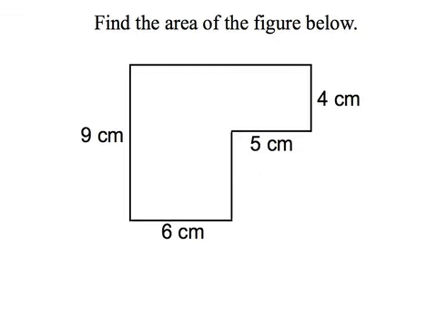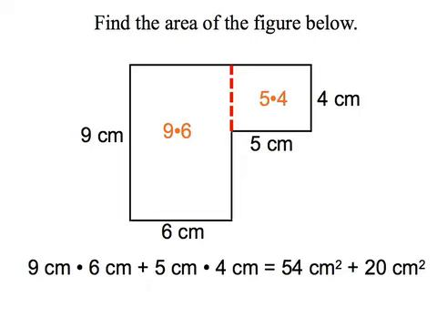Here's a concave polygon that has 6 sides, so it's a hexagon. But we don't have a formula for a hexagon, so we're going to divide it up into 2 rectangles. And you can see that one of the rectangles is 9 by 6, and the other rectangle is 5 by 4. Well, 9 times 6 is 54, and 5 times 4 is 20. So we add 54 square centimeters plus 20 square centimeters, and the grand total is 74 square centimeters.